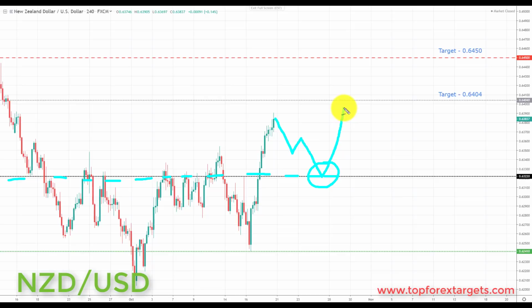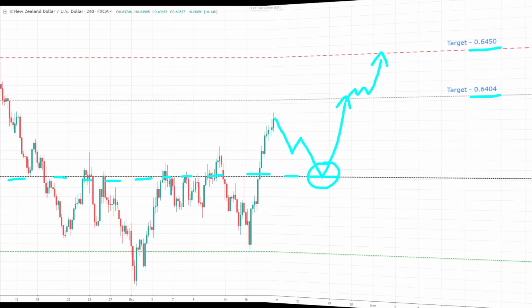This is going to be a great place next week to start to look for those bullish formations and patterns. We're going to be looking at initiating longs up towards the next key area of resistance to the upside, the target set, the 0.6404. And if we can get a breakthrough here, we're going to be looking up towards the next key area of resistance to the upside and target 2, the 0.6450.